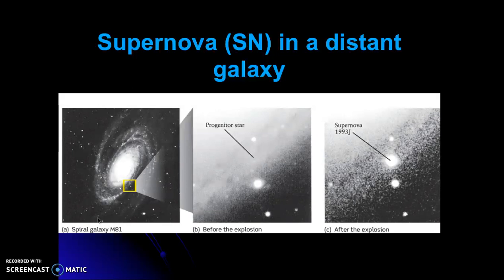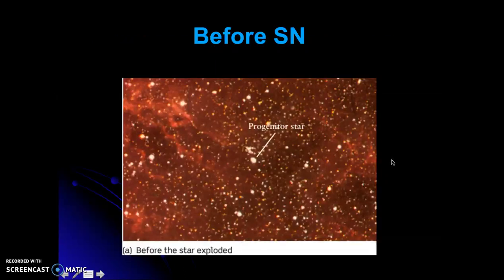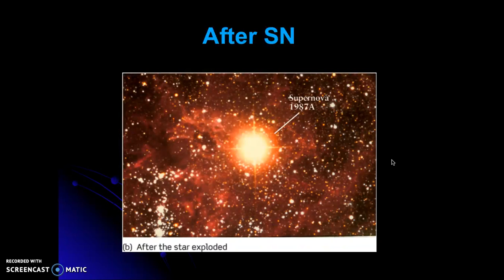Now I love this one. Okay, these are before and after images of supernova explosions. So in this one, we're looking at the spiral galaxy M81. We're looking at where the star is, and then when the star goes supernova. So let's look at this again. Where's the original star? Boom, goes supernova.